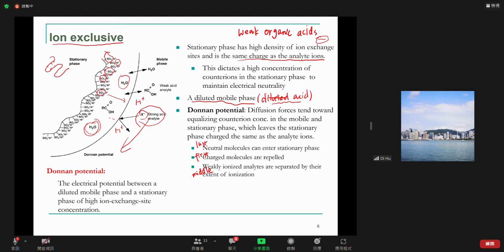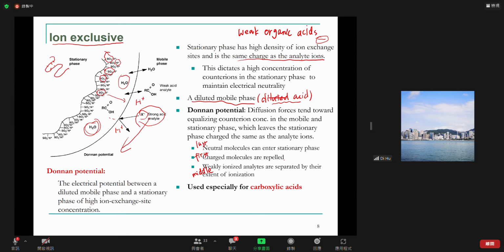And this is how those carboxylic acids, those organic acids, get separated. Normally it handles organic acids which have a pKa value between 2 and 6.5, so it can do that. That's also the reason why the mobile phase uses diluted acid.